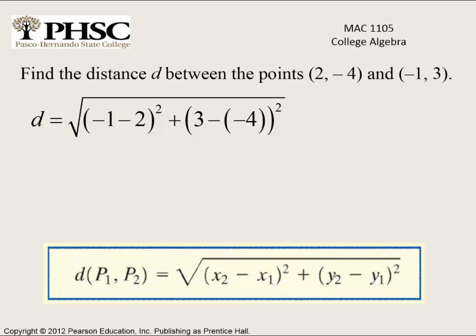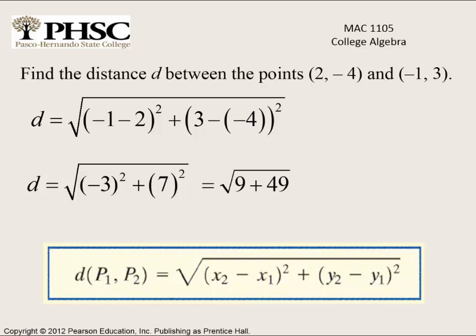And so here's the formula. So what we're going to do is just go ahead and plug in all of the values that we have. So (-1 - 2)² + (3 - (-4))², and then we're going to go ahead and square each difference. And that's going to give us the square root of (-3)² + 7².